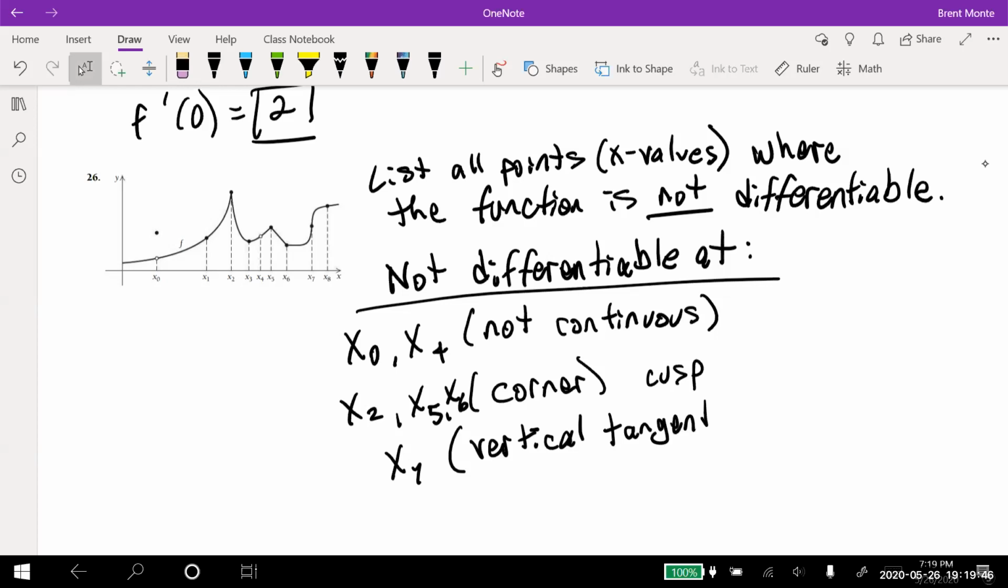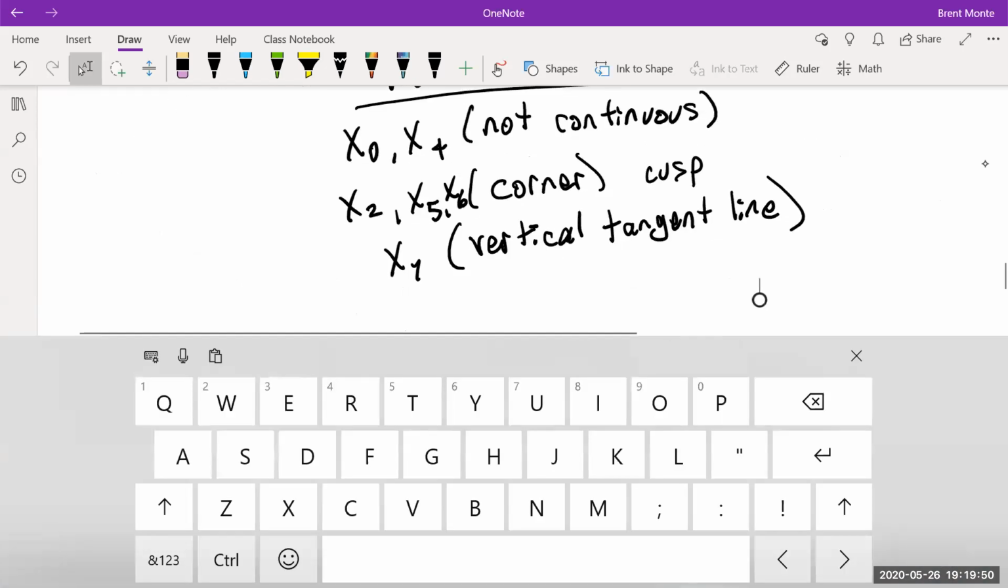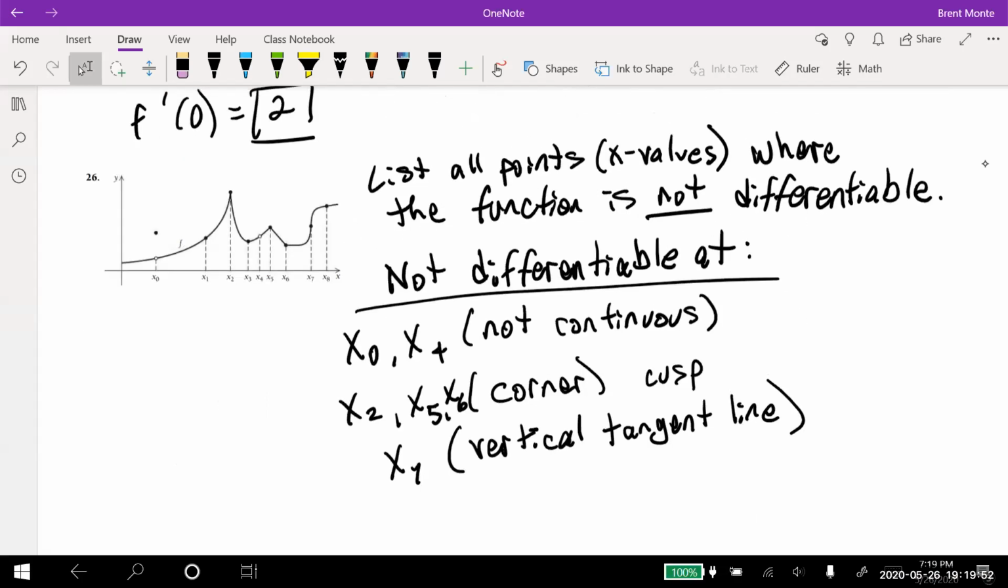So those are the only three things you need to look at. If the graph's not continuous at a point, then it can't be differentiable there either. If there's a corner or a cusp, the graph's not differentiable there. Or if there's a vertical tangent line. On this graph, x sub 8's fine, but there's a lot of points where it's not continuous. Anywhere in between those x values, it's continuous, and it's differentiable at all those points.